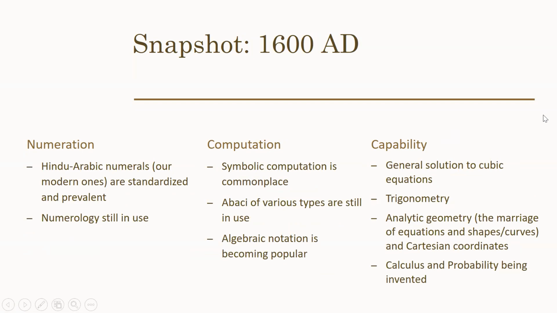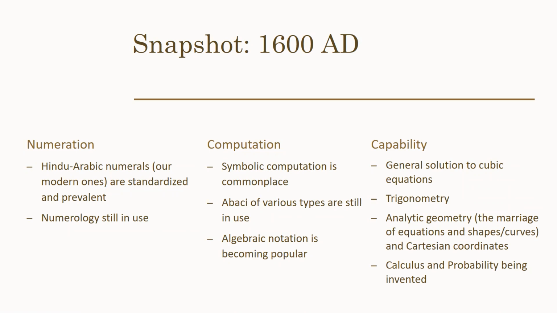Okay, 1600 AD, here's where we end. We have the Hindu Arabic numerals. They're the same as our modern ones. The fonts are different, but they're standardized and they're prevalent. They're all over the world. Numerology is still in use as it is today. Computation, people are starting to do symbolic computation on the regular. But they're still also using abacuses because abacuses are handy and you don't have to have paper and pencil. You just have to have your abacus.